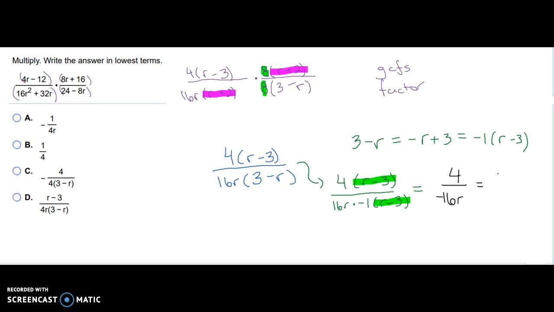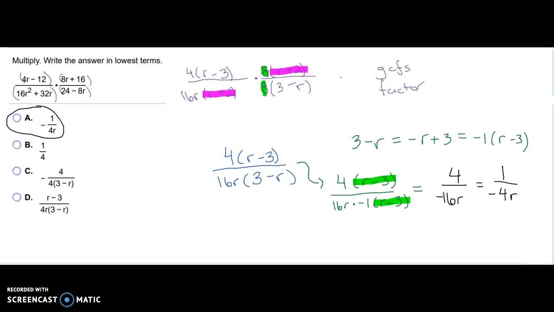The 4 and the 16 can simplify. 4 divided by 4 is 1. 16 divided by 4 is 4. And then you have an r. So negative 1 over 4r. That negative that's on the bottom can be moved to be out front. So it's answer choice A.